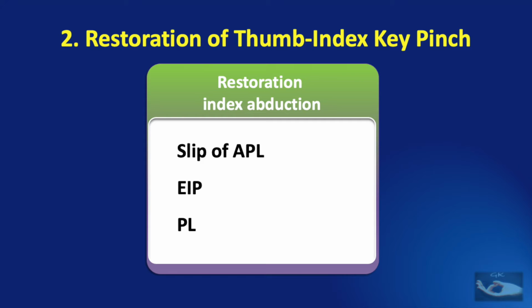Next, we shall consider tendon transfers that can achieve index finger abduction. And here we shall talk about the three most commonly done procedures using the slip of the abductor pollicis longus, the extensor indicis proprius, and the palmaris longus.